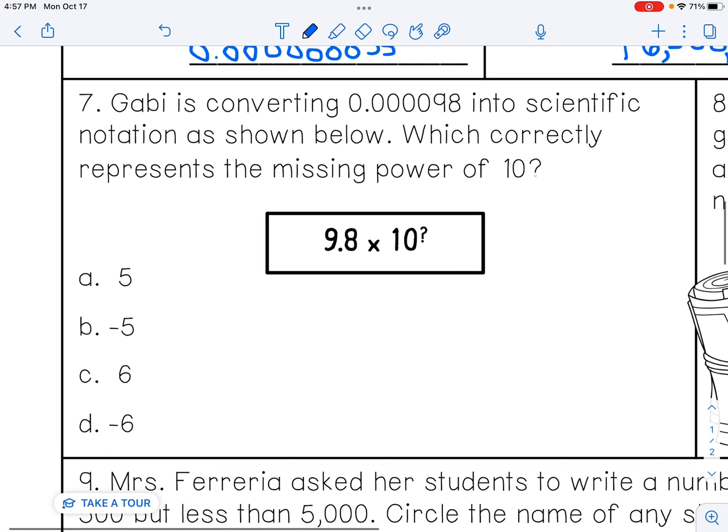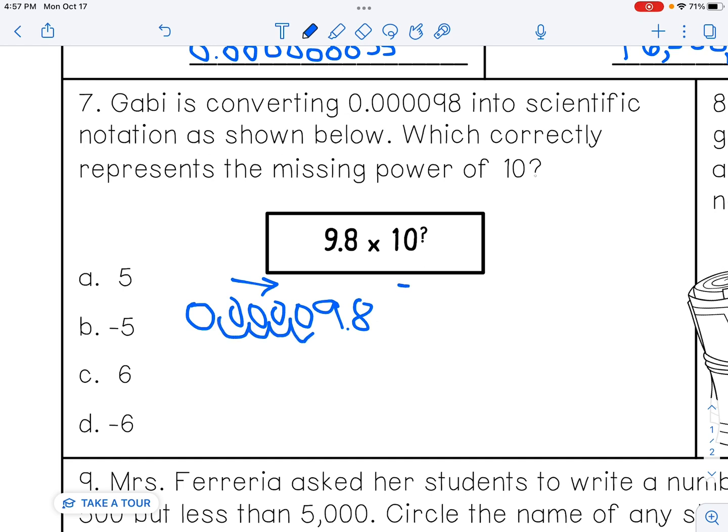For number 7, we are converting Gabby's 0.000098 to scientific notation, and we're looking for what would be the missing power. So if I'm starting with this number that I'll recopy, 0.000098, and I know that my decimal is going to be in that location, how many did I move? Because I'm undoing the number, it is going to be a negative exponent, so moving 1, 2, 3, 4, 5 times. It is a negative 5.